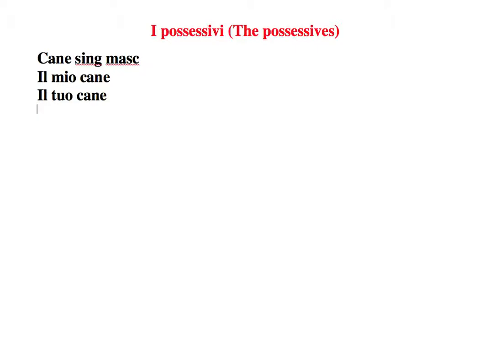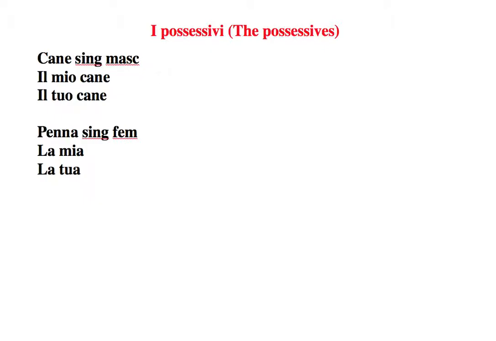Let me take another word now. Instead of a masculine word, let's take a feminine word. Let's take penna, pen. You know that penna is singular and is feminine. So in this case, if you want to say my pen, you have to choose the singular and feminine possessive, and you will see it will be la mia. But if you want to say your pen, you will have to choose the singular and feminine for your, and it will be la tua, and so on.